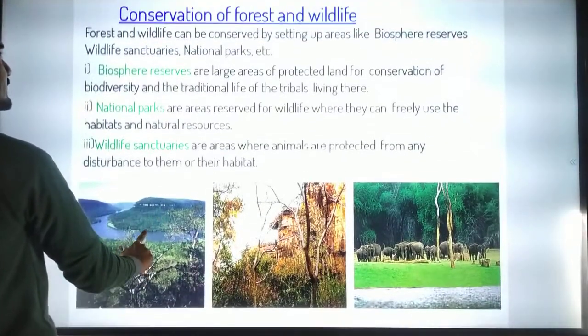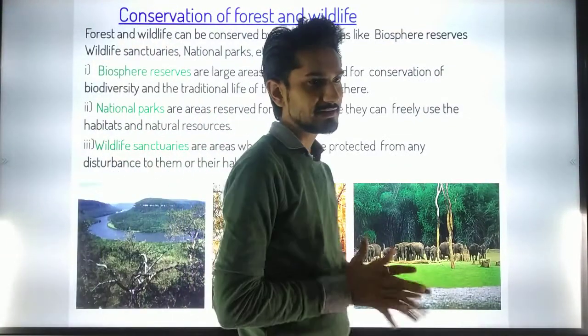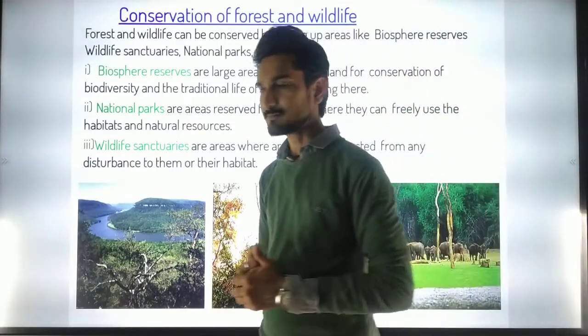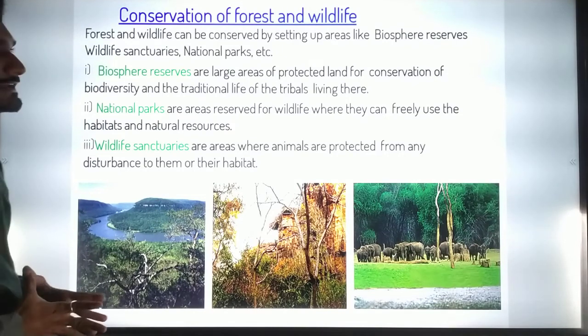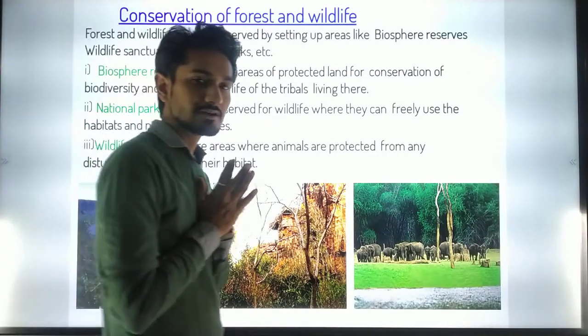Now from here we are going to start the conservation: how can we conserve the forest and wildlife. Forest and wildlife can be conserved by setting up areas like biosphere reserves. Now what is a biosphere reserve?